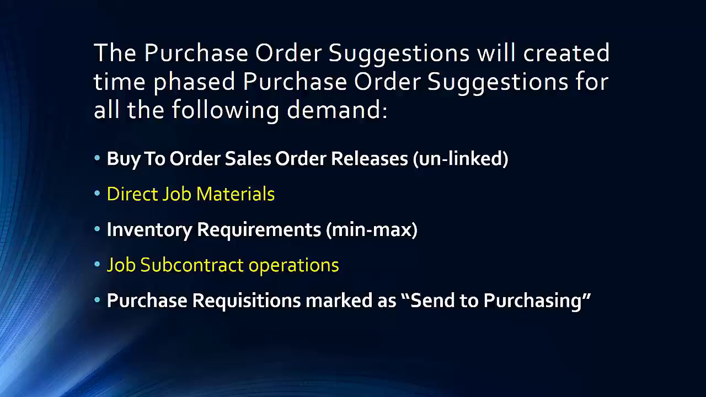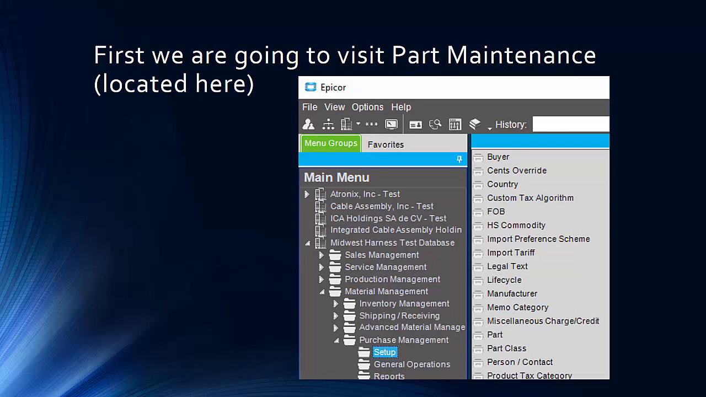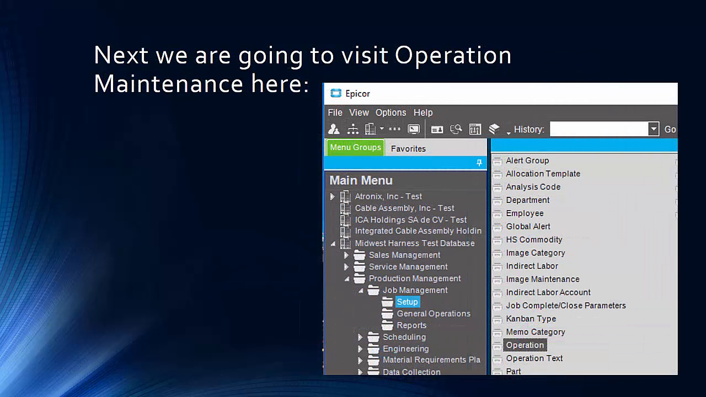Go ahead and log into Epicor. Make certain you're on the correct company. Most of you only have access to your company. First thing we're going to look at is the part master located under Material Management, Purchase Management, Setup. And we're going to look at part maintenance here. Next, we're going to visit the operation maintenance located under Production Management, Job Management, Setup, and Operation.